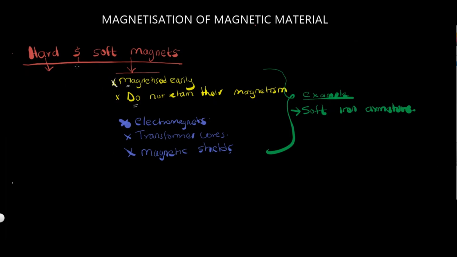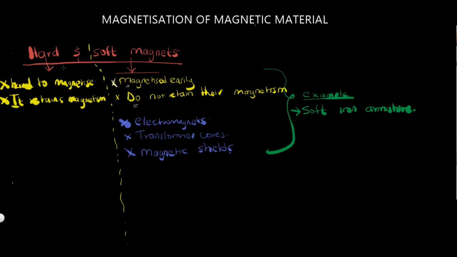A hard magnet is a material that is very difficult to magnetize. Another property of a hard magnet is that it retains magnetism. So remember, these are two parts. Hard magnets are hard to magnetize, and once they are magnetized, they retain their magnetism. A very good example of a hard magnet is steel. It's very hard to magnetize steel, but once it gets magnetized, it retains its magnetism.